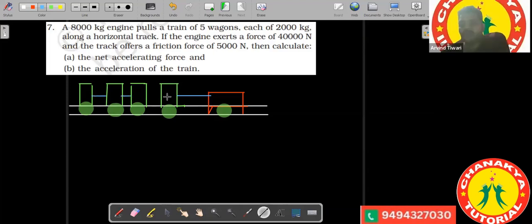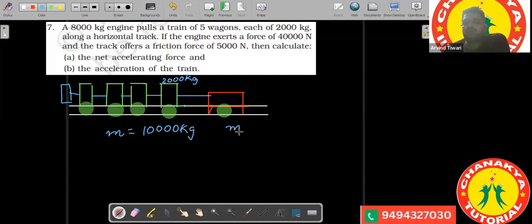Okay. So I think Pranaya has calculated. Okay. So there are 5 wagons, just like this, each weighing 2,000 kilograms. So total mass of the wagons is 2,000 into 5, that's 10,000 kilogram. And mass of engine is 8,000. Okay. So you have total mass, which is 18,000 kilogram.